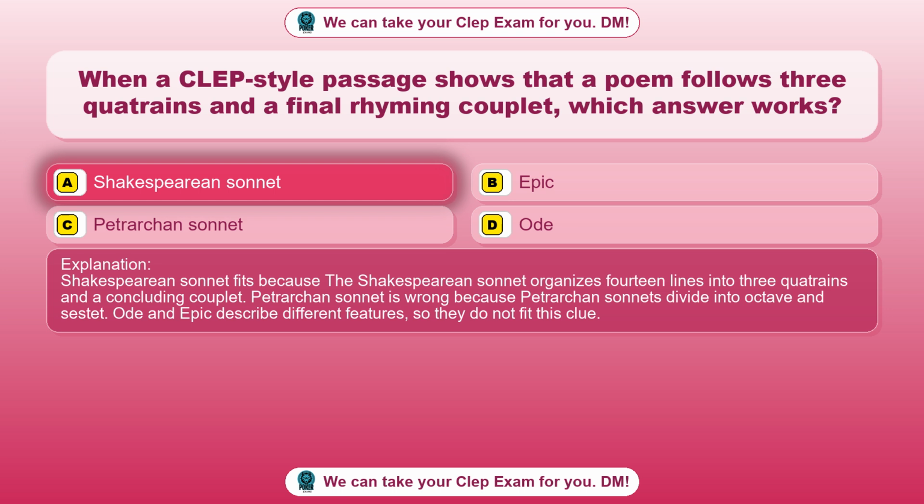Petrarchan sonnet is wrong because Petrarchan sonnets divide into octave and sestet. Ode and epic describe different features, so they do not fit this clue.